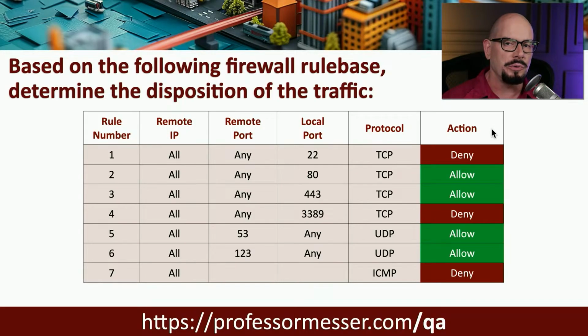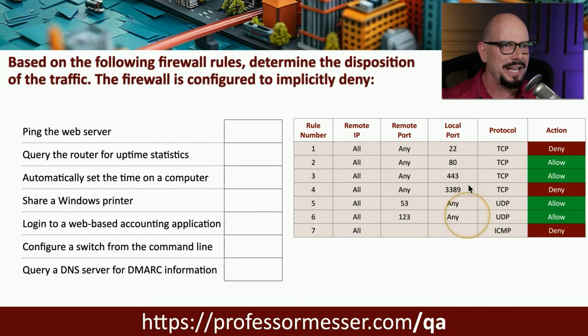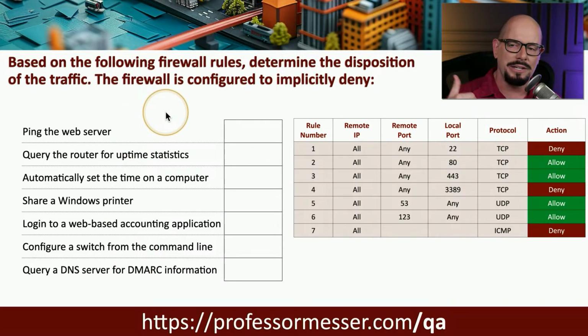What I have for you are a series of questions, and I would like you to tell me, would this information be allowed or would this information be denied as it passed through this firewall? So as you are comparing the firewall rule set with all of these different objectives that we have here, I would like you to tell me what they are. Now, remember, of course, that we have our link at the bottom of the screen. When you think you know the answers to these, please go to the link on your screen, professormesser.com/QA, and submit your answer. Please no answers in the chat room. Please no hints in the chat room.